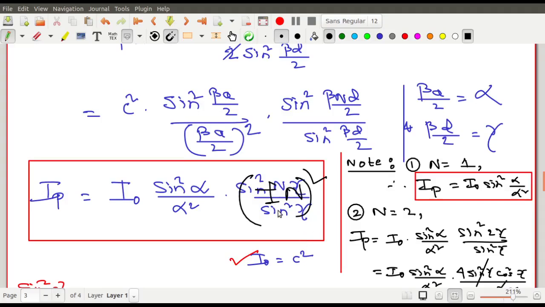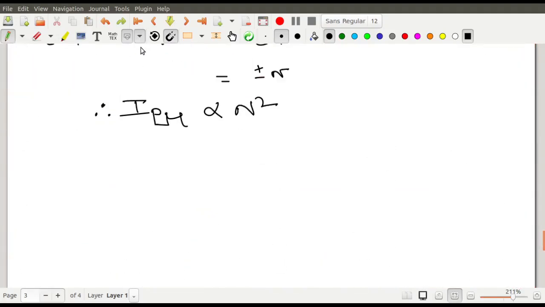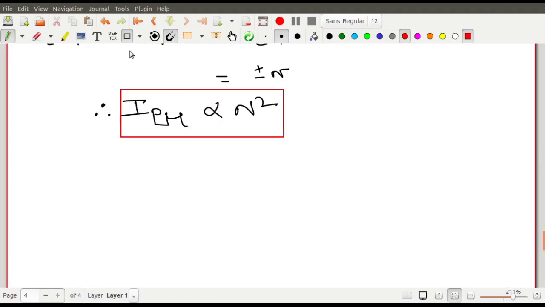So let's write n square over here, and all these are present, so that is why I write proportional, I don't write equals to. So these are called the principal maxima, which occur at which positions? The principal maxima is given by the condition.